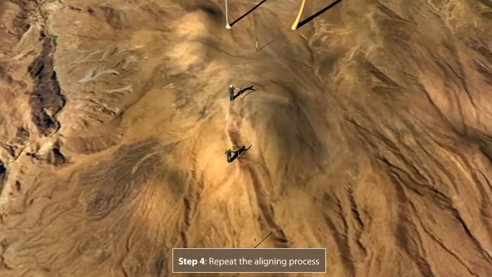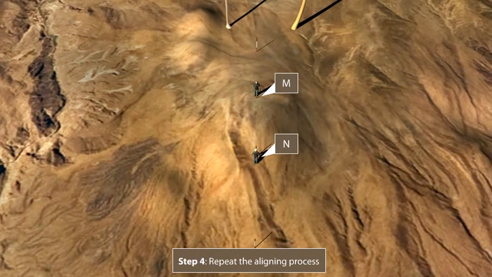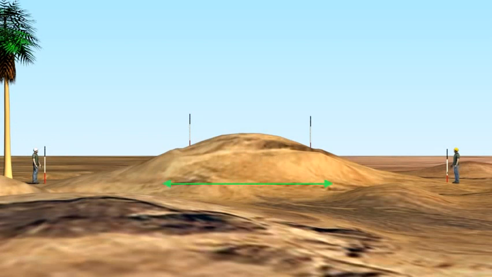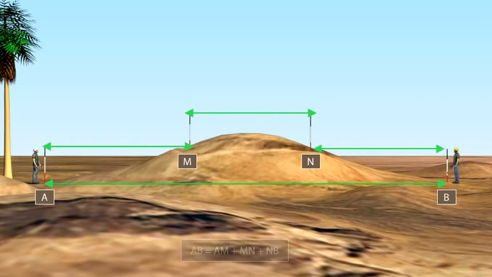Repeat this process until the points M and N are located in such a way that M finds the person at N in line with AB and the person at N finds the person at M in line with AB. Now, measure the length of line AB, which is the distance of AM plus MN plus NB.